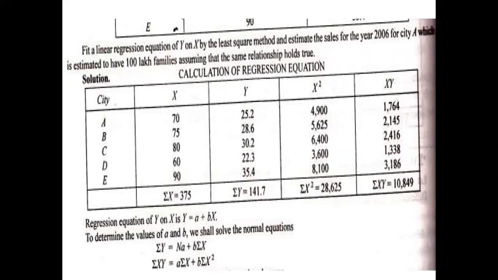But in this case we need to calculate the equation for y on x. तो यहाँ जो हमारा फॉर्मूला होगा वो होगा y equal a plus bx will be our proposed equation where we need to identify the values of a and b. To determine the values of a and b, we shall solve the normal equations. Then what are those normal equations? These are the equations that you need to memorize for solving these kinds of numericals by the method of least square. The first equation is sigma y equal na plus b sigma x.